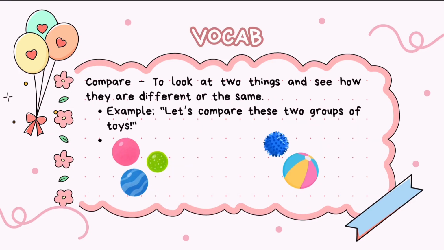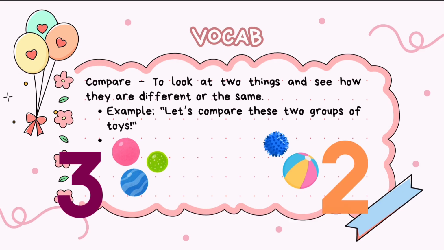Our next vocabulary word today is going to be the word compare. When you're comparing something, we're going to look at two things and see if they are different or the same. So when we look at these two groups or two sets, do we remember we said a set is a group of something? The two groups of toys. So we have 3 balls in this set and 2 balls in this set. The one with 3 is greater because it has more. The one with less is the one with 2. We just compared. You did such a good job.